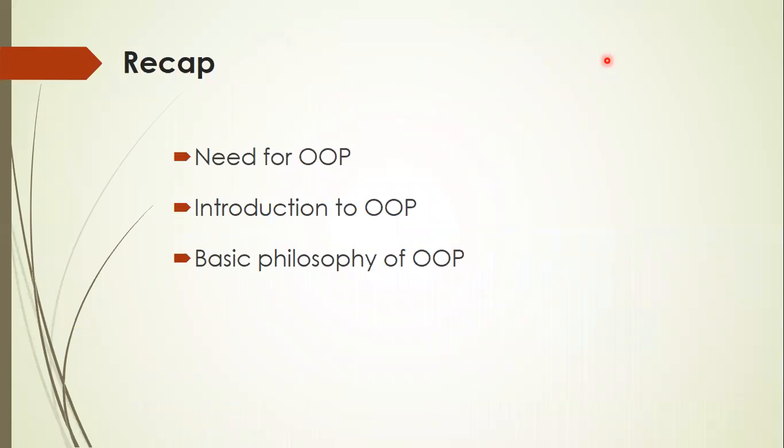In the previous session, we discussed the need for object-oriented programming. Object-oriented programming has evolved to eliminate the drawbacks of procedure-oriented programming. The first drawback is that data is not given importance, because in procedure-oriented programming the focus is mainly on functions. Hence, data can easily move from one function to another, and so your data is not secured in POP.